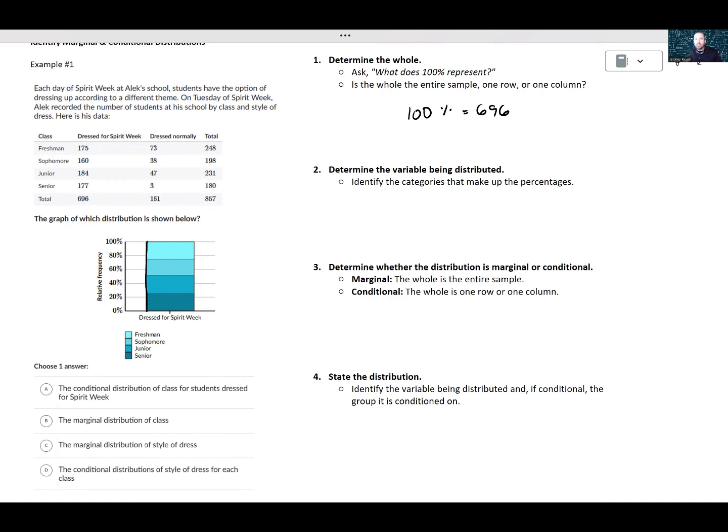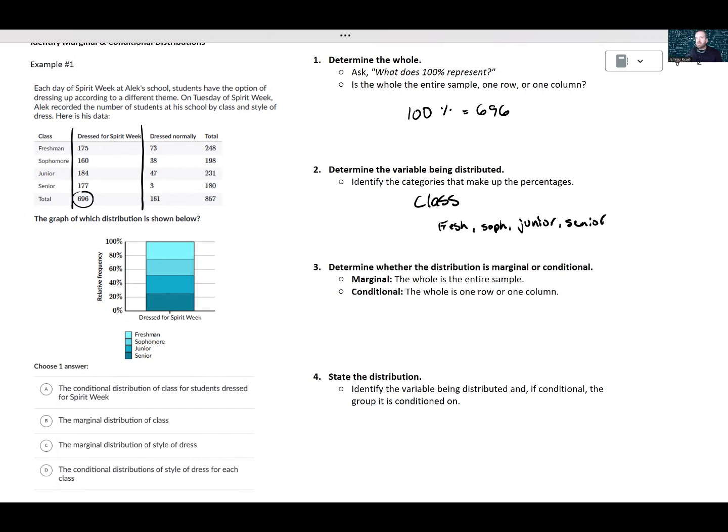Okay, our next step is determine the variable that's being distributed. So we want to look at the categories that make up the different percentages. So if we look back at this column again, dressed for Spirit Week, it looks like we have a total, and then we have 1, 2, 3, 4 categories. And we also have 1, 2, 3, 4 categories on our bar graph. So you have freshman, sophomore, junior, and senior. So the class is what the variable being distributed is. So it's either freshman, sophomore, junior, senior.